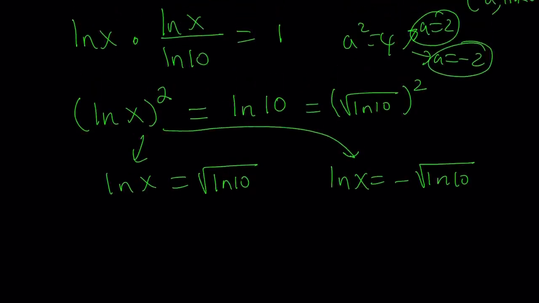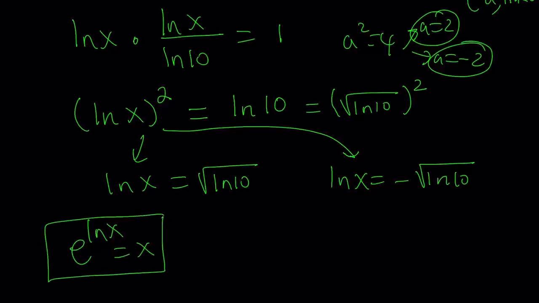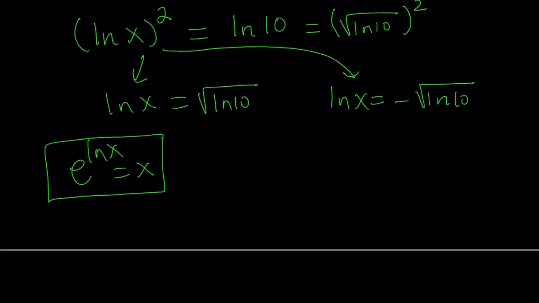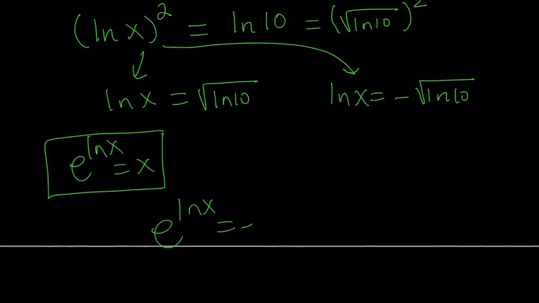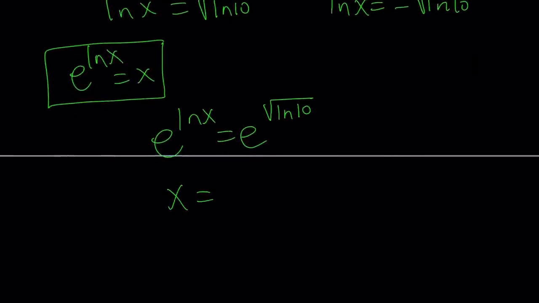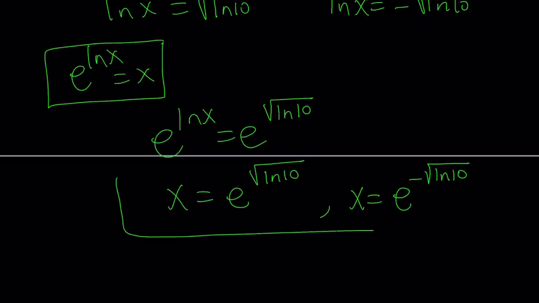Okay, so now we got ln x, but we do need x. So what should we do? We should do e to the power both sides, because I think we should all know that e to the power ln x is equal to x. This is a very, very important relationship between x and ln x. So we can do e to the power ln x equals e to the power square root of ln 10. And e to the power ln x can be written as x. So x equals e to the power square root of ln 10 is one of the solutions. And similarly, the other solution is going to be x equals e to the power negative square root of ln 10.